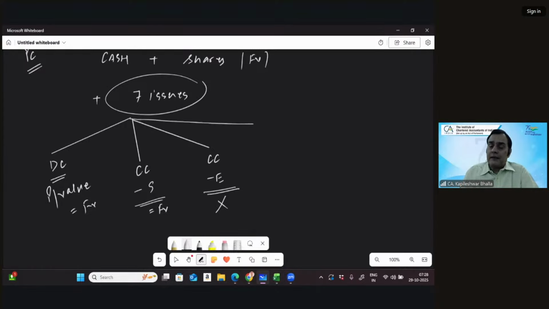Apart from this, the next one is what we call TC. That is called a transaction cost. Now, when you consider a transaction cost, it is never taken as a part of the purchase consideration. That would be given in the question, but it is not to be included in the purchase consideration.